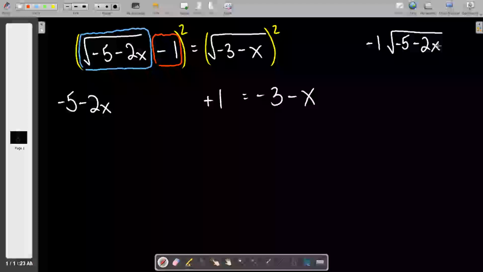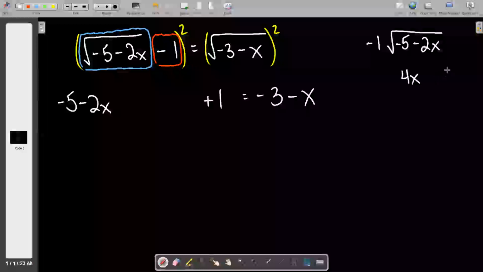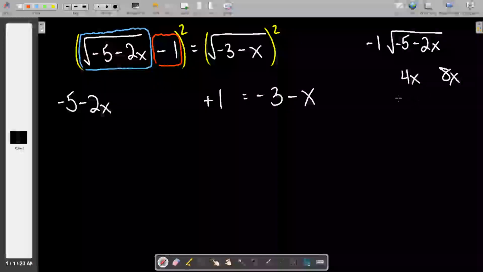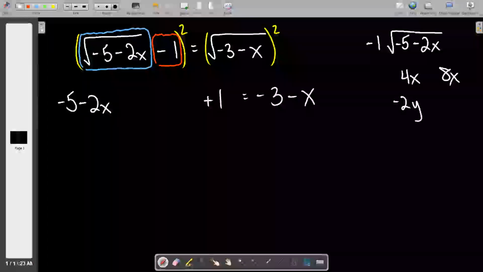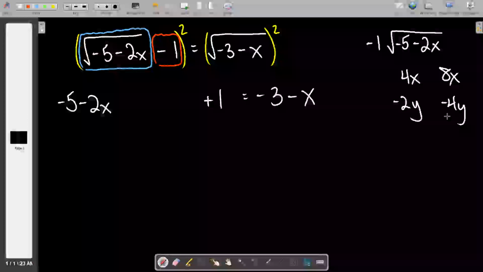But now you have to double that. What do you get? Let's say I gave you 4x. What's double 4x? 8x. Let's say I gave you -2y. What's double that? -4y. So, I mean, just think of this as I have -1 times a thing. Double it, what do you get? You get -2 of the things. Very good.